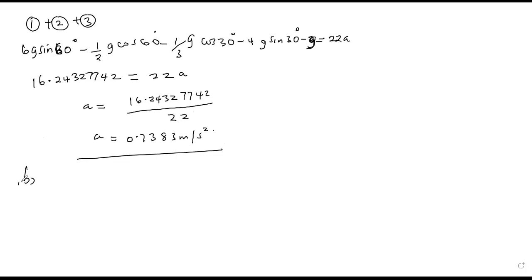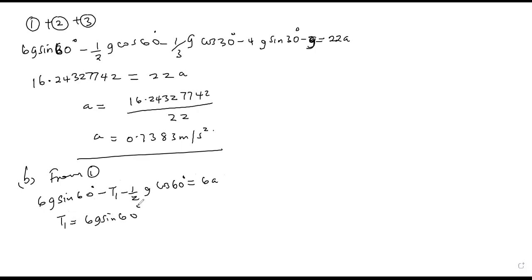Then they want us to also get the tensions. So part B wants tensions. From equation 1, which is 6G sine 60 minus T1 minus a half G cos 60 is equal to 6A, it means that my T1 is going to be equal to 6G sine 60, minus a half G cos 60 degrees, then minus 6A.